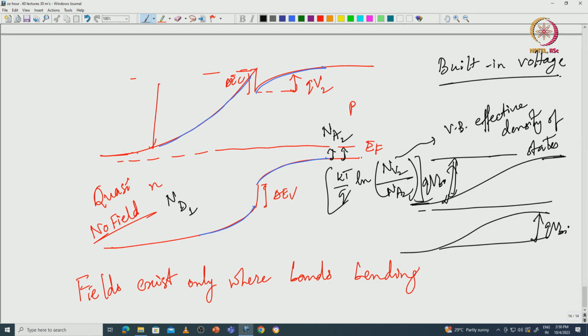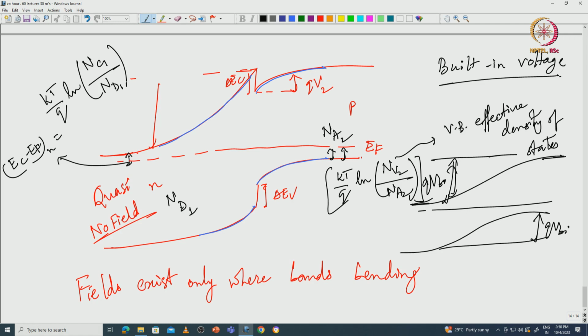If you know the doping and the effective mass which is provided typically, then you know the EF minus EV on this side. Similarly, the EC minus EF on the N side is given by kT by q into ln of NC1, which is your effective density of states of the electrons in the first semiconductor, divided by Nd1. Nd1 is the doping, so you know that quantity too.